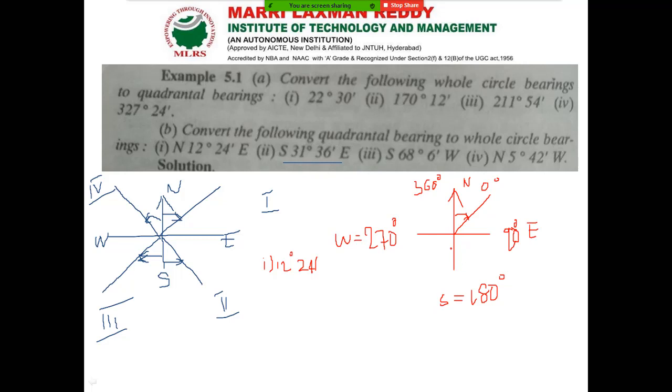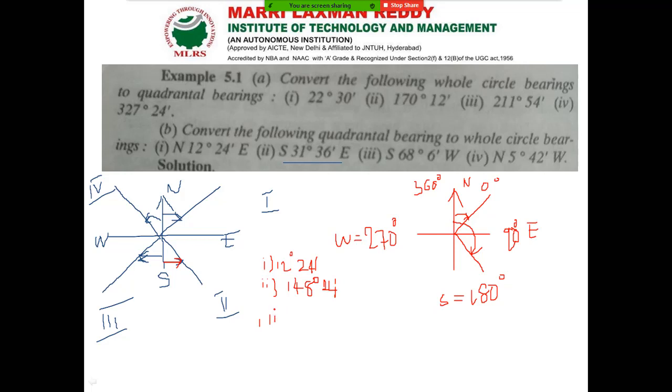Second reading, south 31 degree 36 minutes. They have given it from south, but we need the answer with reference to north. So whatever the given value, you deduct it from 180 degree. 180 degree minus 31 degree 36 minutes, so that we are getting 148 degree 24 minutes. So our second answer is 148 degree 24 minutes.